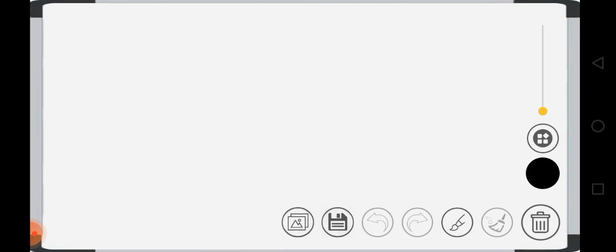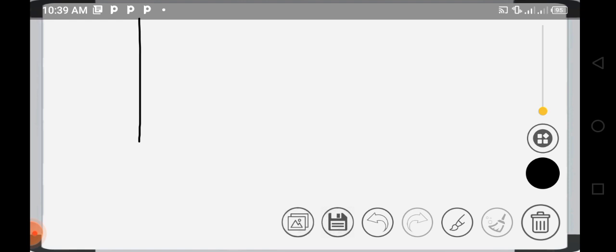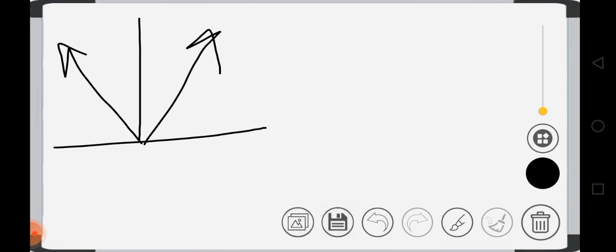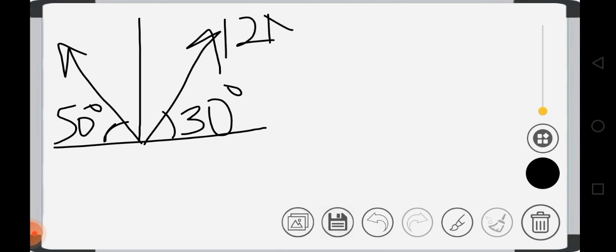Let me look at another question so that you see it. Let's say a force is going to this side, and that force is going to this side. This one is 30 degrees. This one is 50 degrees. This one is 12 newtons. This other one is 14 newtons. So let's look at this now to see what we are going to have.